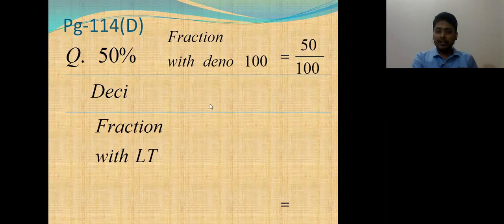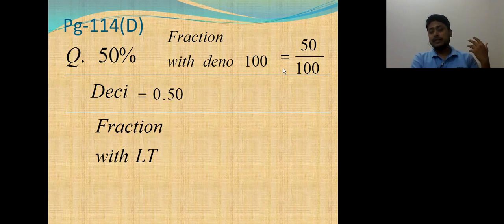Now for decimal, you know that from percentage you can find out all the things. From percentage we got 50 by 100. Now if you divide 50 by 100, you will get the decimal also. So 50 by 100 means 0.5. We just did it a few minutes ago.